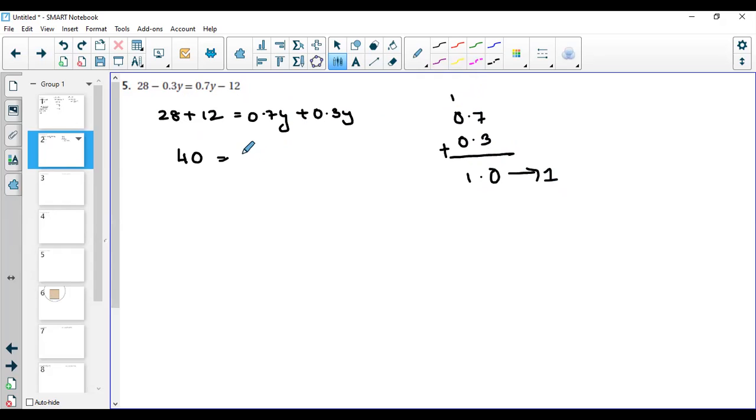Now should I be writing 1y? If I write 1y, I have to further do the step of y is equal to 40 divided by 1. So I'm not going to write 1y. I will only say it as y so that I can just stop the question here and say y is equal to 40. This is going to be your answer.